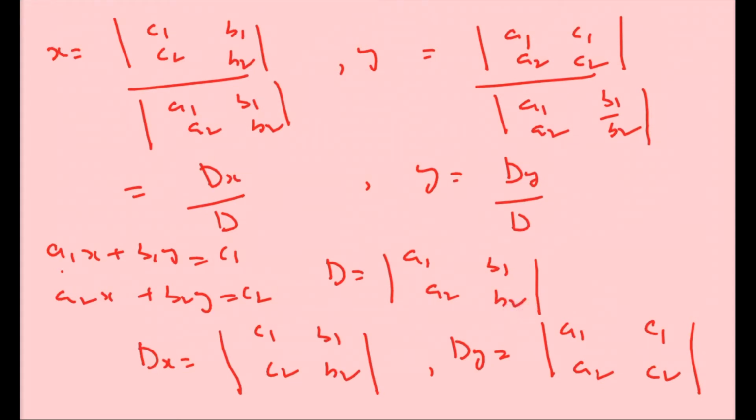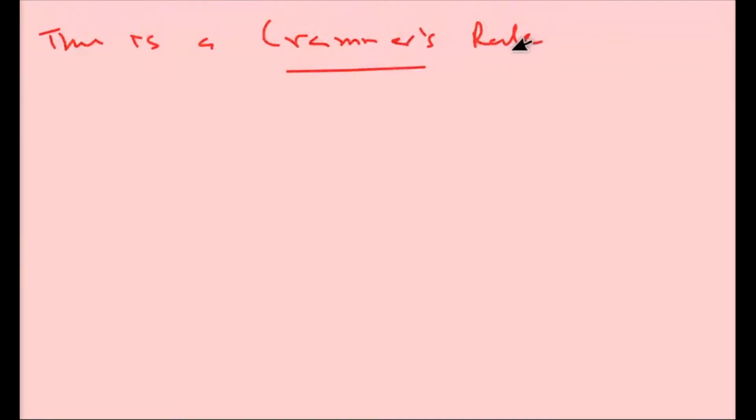These equations are referred to as Cramer's rule, after the mathematician Cramer. So this is Cramer's rule.